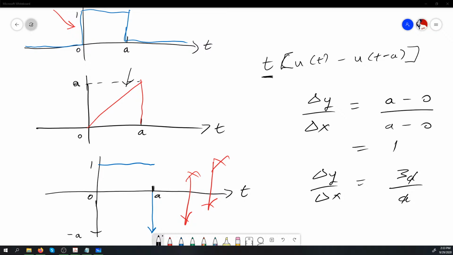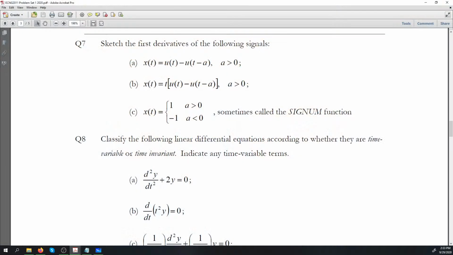Alright, so I don't think we have any further questions regarding part B. Let's see what part C was all about. So part C was basically our signum function here. So I'm going to draw this out and then I'm actually going to differentiate this accordingly.